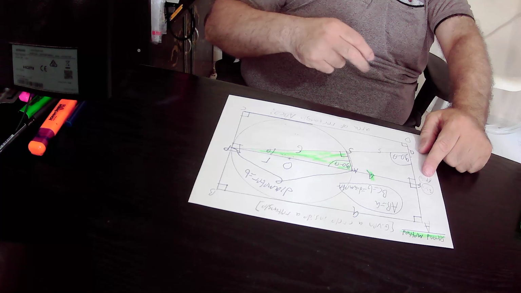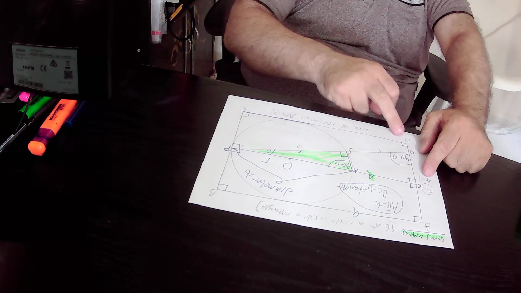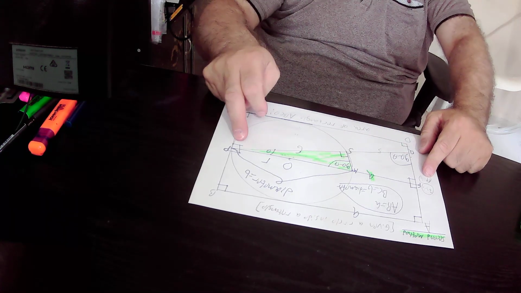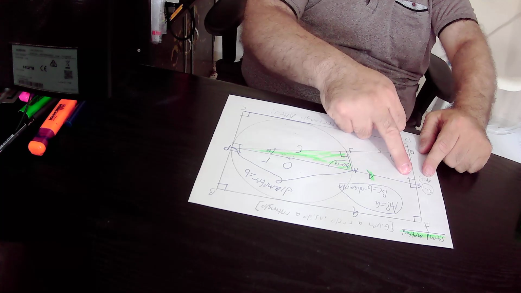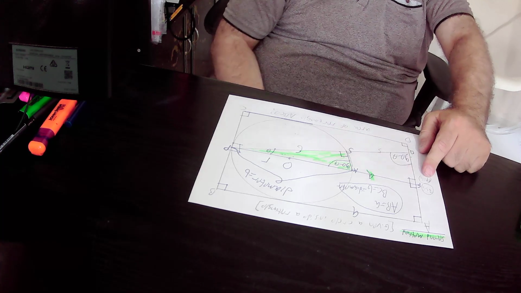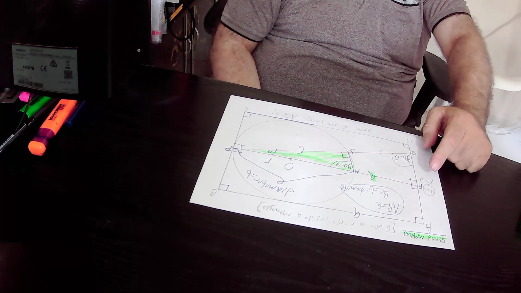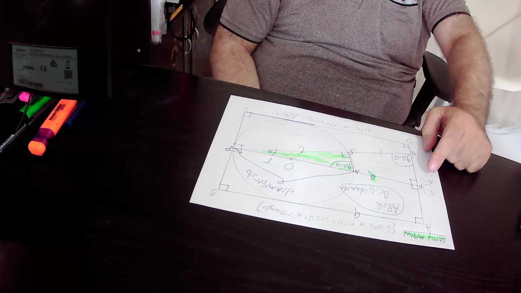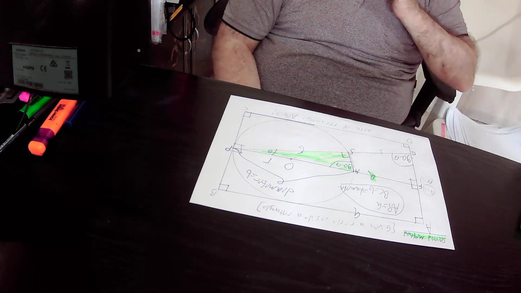Likewise, in quadrilateral FPDC, we have 1, 2, 3 right angles. Therefore, the fourth angle must also be equal to 90 degrees, and therefore quadrilateral FPDC is also a rectangle.